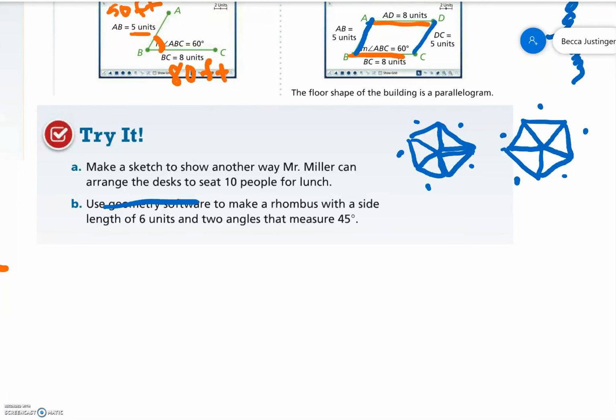Use a geometry software, we're not going to do that right now, to make a rhombus with a side length of 6 units and 2 angles that measure 45. So a rhombus has all 4 sides that are equal and 2 angles that are small. Those 2 small angles are 45 degrees. These are equal to each other. And we could say that this is 2 units. There's our rhombus.